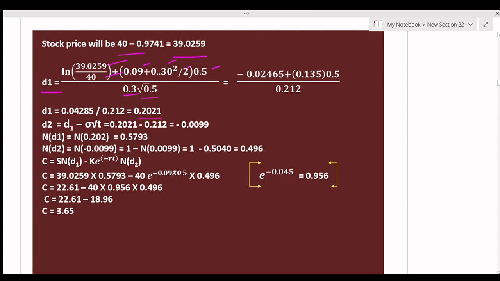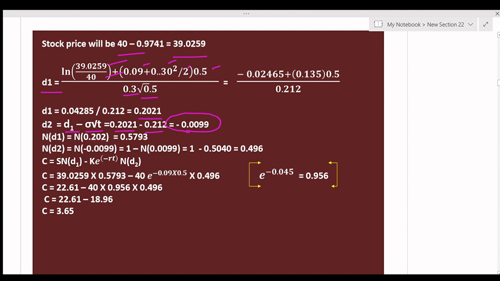That is equal to d1 will be 0.2021, and d2 is equal to d1 minus sigma root T, which is equal to 0.2021 minus 0.212, which is equal to minus 0.0099. That is equivalent to minus 0.01.